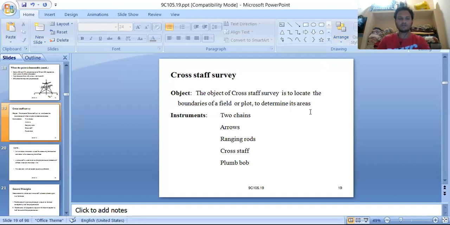The object of cross-staff survey is to locate the boundaries of a field and to determine their areas. Here we have to locate the boundaries and we are going to find the areas. The instruments used in cross-staff survey are two chains, arrows, ranging rods, cross-staff, plumb bob.